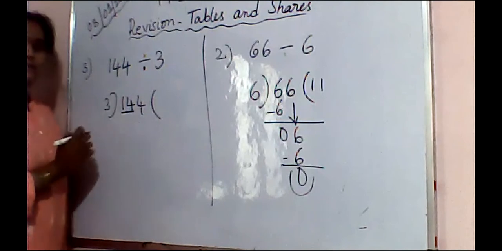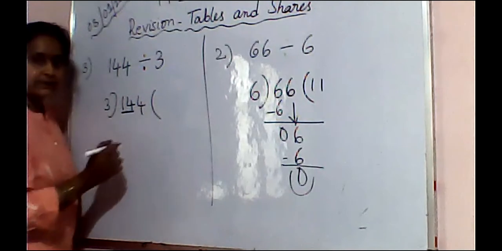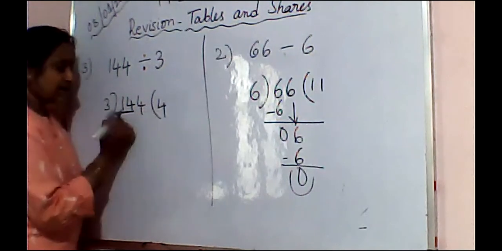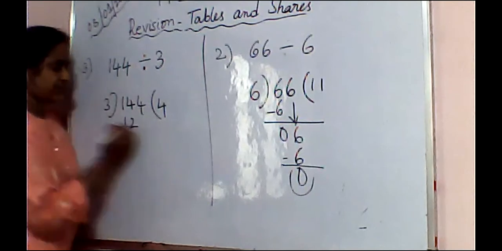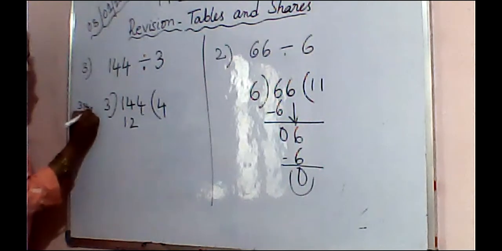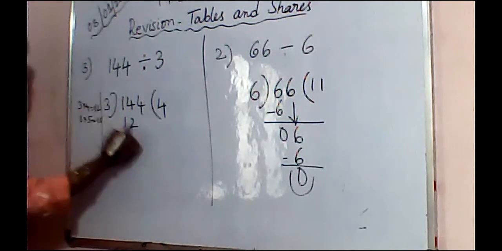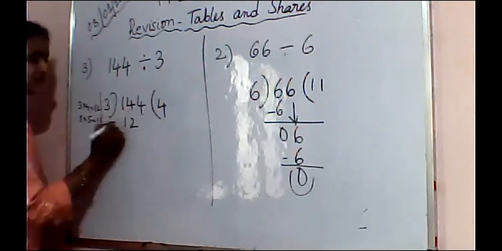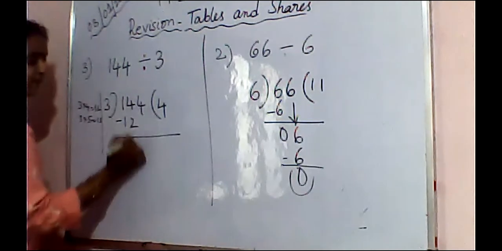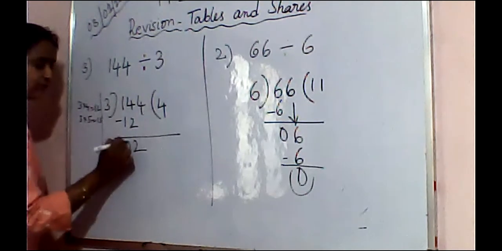14. How many times will 3 go? 3 fours are 12. Again, 3 fives are 15. So 15 is more, so we have to take the lesser number. So 3 fours are 12. 4 minus 2, 2. 1 minus 1, 0.